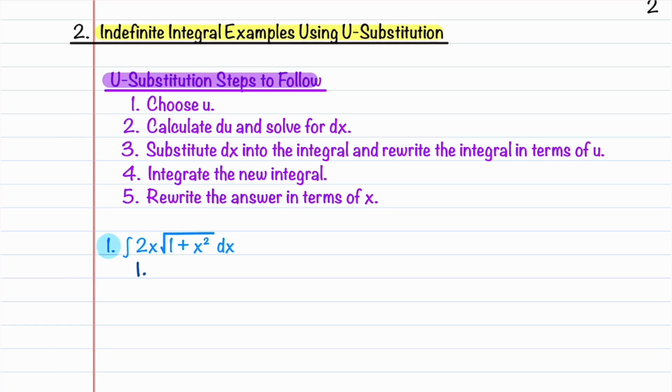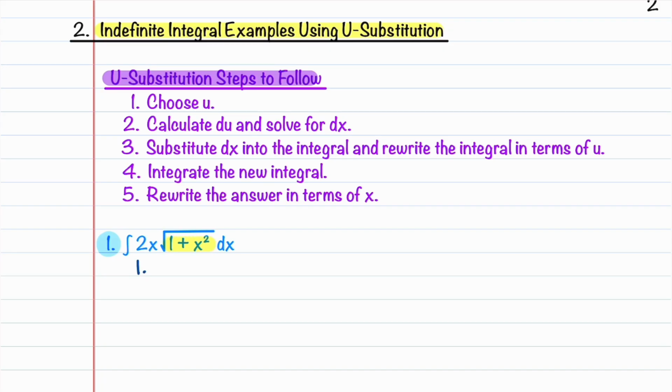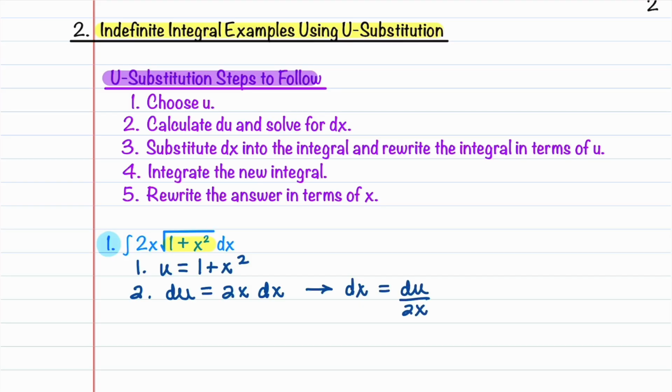The first step is to choose u. We are going to choose u to be the function whose derivative occurs in the integrand. So we're going to let u be equal to 1 plus x squared. Our second step is to calculate du and then solve for dx. du is equal to 2x dx, and we get that dx is equal to du all divided by 2x.